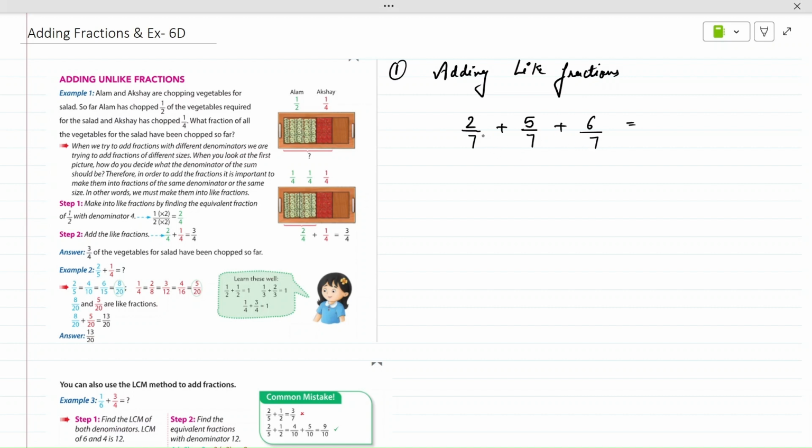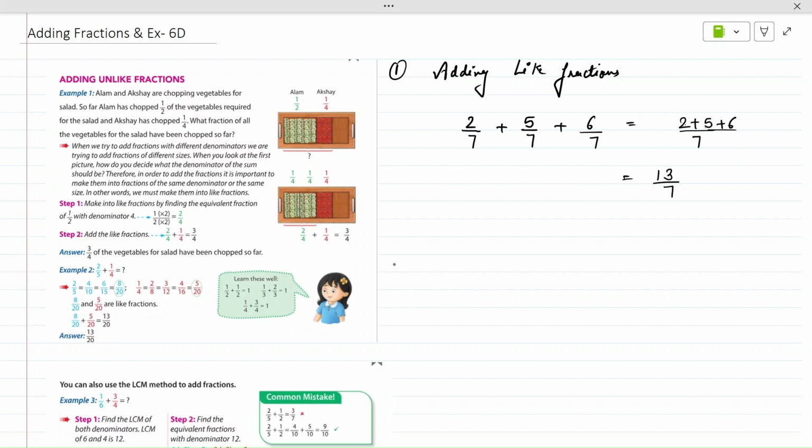So now kids, when we have to add such fractions where denominator is same, we can simply write down the denominator as is and we can add up the numerator straight away. Okay, so here we have 2 plus 5 plus 6, which makes it 6 plus 5, 11 plus 2 is 13, 13 by 7. This is the sum of these three fractions.